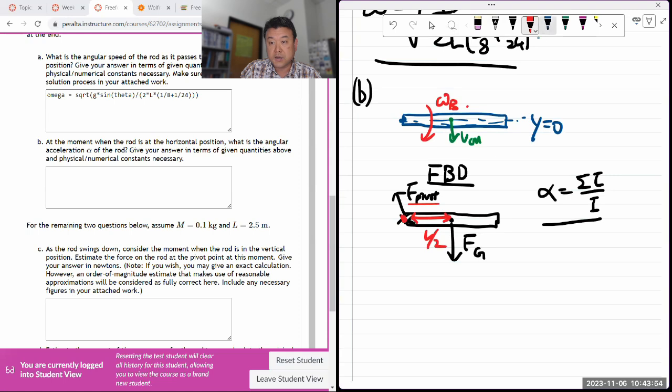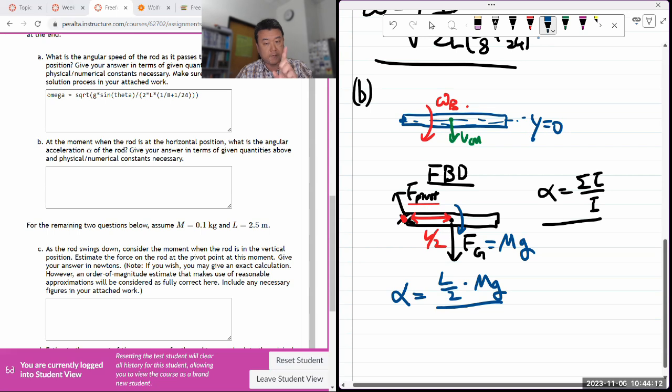My angular acceleration is going to be net torque, which is due to just this one force: clockwise torque due to gravitational force, mg. The lever arm is L over 2, so L over 2 times mg is the net torque, clockwise, divided by rotational inertia. Here you have to be careful, because I'm using this as my center of rotation. I should make sure that I use the correct expression for rotational inertia of a rod spun about its end point. So it's going to be 1/3 ml squared.